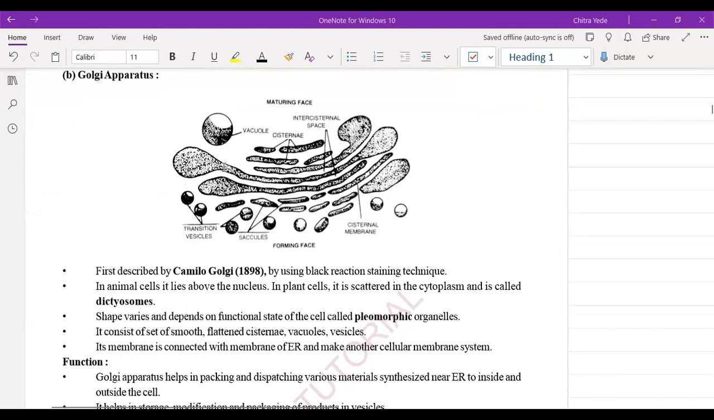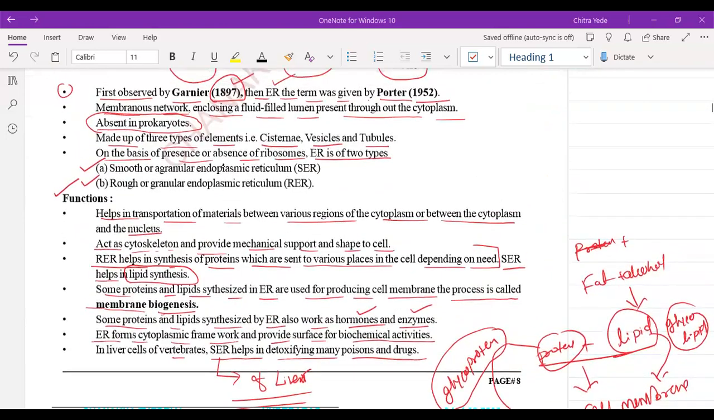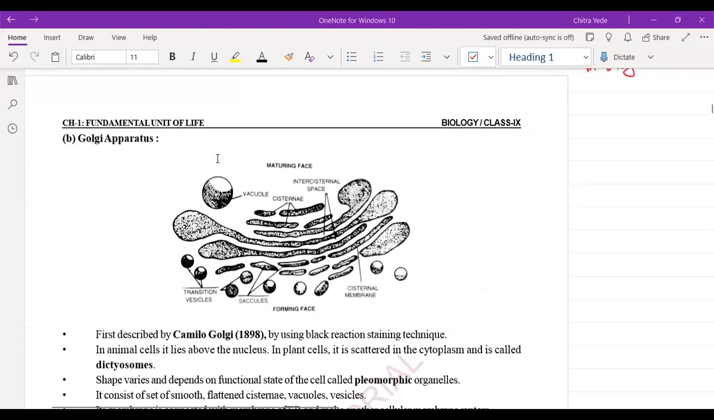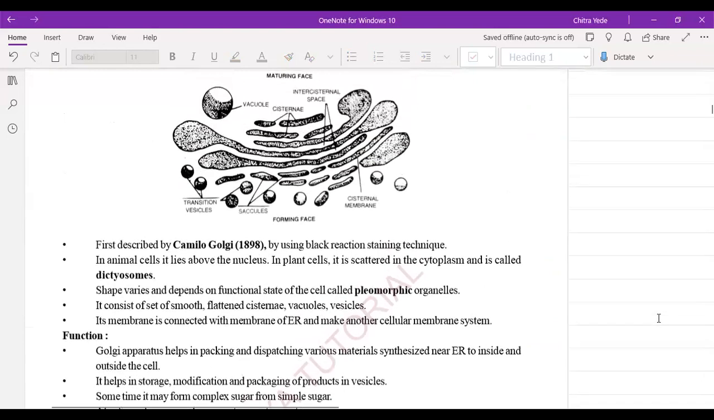Now we have the Golgi apparatus. The structure of the Golgi apparatus is like this, right in front of your screen. Now we're going to discuss the Golgi apparatus. This is the structure of the Golgi apparatus.